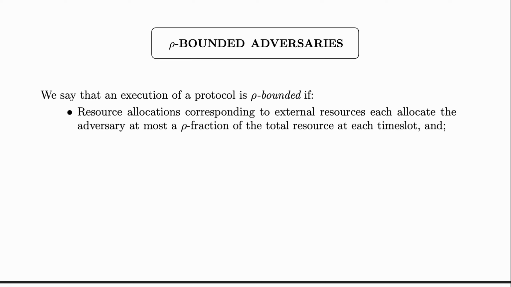Resource allocations corresponding to external resources each allocate the adversary at most a row fraction of the total resources at each time slot. So we're going to assume, for example, if you're using hash rate as one of your external resources, that each time slot the adversary has at most a row fraction of the total hash rate.